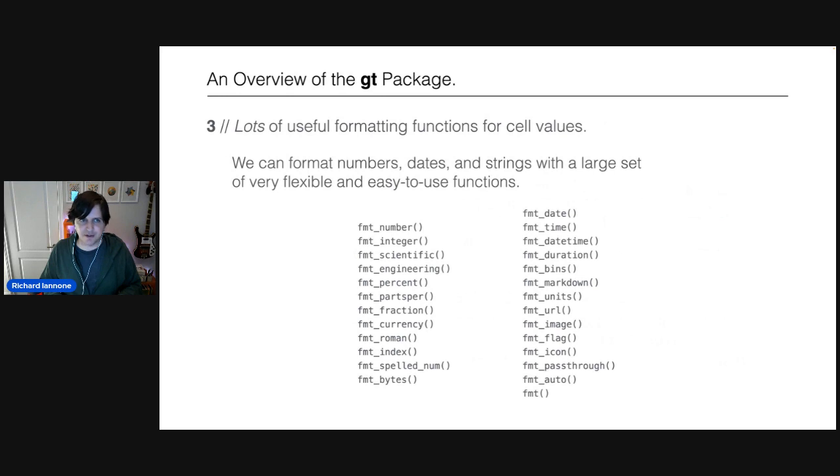One thing we really focused on a lot in GT, and this is part of the updates as well, is lots of useful formatting functions for cell values. So any numbers you have in a GT table, like in cells in a column, you can format them with tons of these formatting functions. Even things like dates and times can be formatted, durations. You can create images just from addresses to images, local or remote. You can create flags just with some codes that you put in cells. There's really a lot you can do.